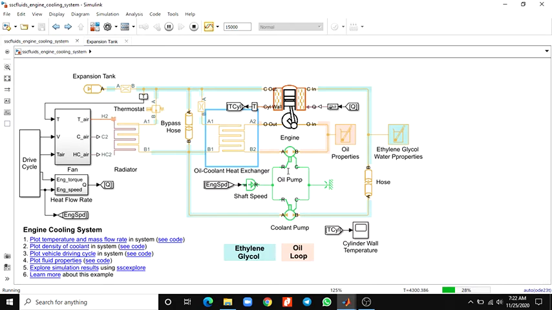What is the specialty of this engine cooling system? It has an oil cooling circuit and also the coolant circuit, obtained from the thermal liquid blocks. This example shows how to model an engine cooling system with an oil cooling circuit using Simscape Fluids thermal liquid toolbox blocks. Here this is the engine subsystem, this is the heat flow rate subsystem, fan subsystem, air subsystem, and driving cycle subsystem. Then the simulation is completed.